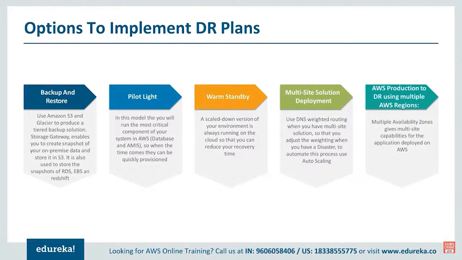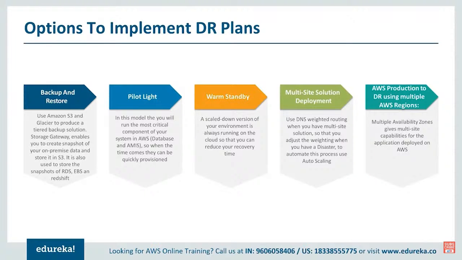So in the event the primary goes down, using services like Auto Scaling or CloudFormation, you can scale them up on an immediate basis. Then you have a multi-site deployment scenario. In this case, this is like multi-region. So if something happens to one region, your application is still running out of the second region. And then lastly, AWS production to DR using multiple AWS regions. Again, this is like multi-site only, wherein you are leveraging multiple regions.